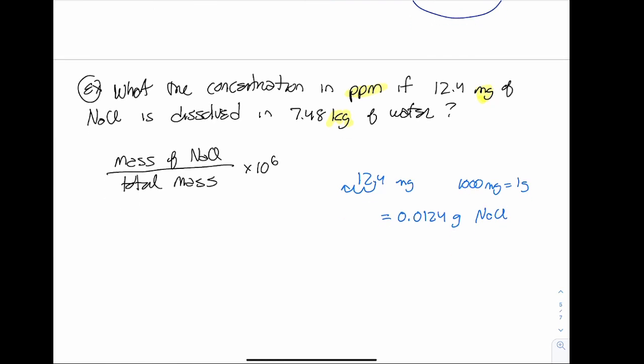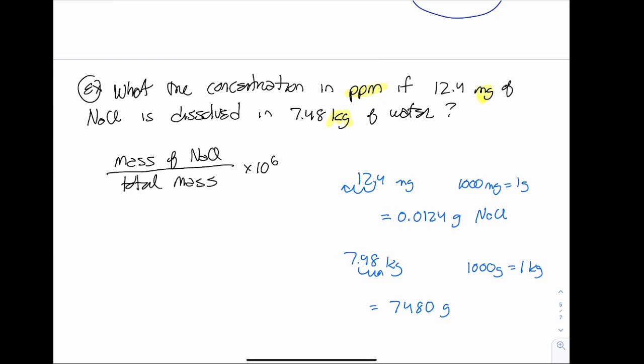If I have 7.48 kilograms, and I know there's 1,000 grams in 1 kilogram, this time I'm going to multiply by 1,000. I would want kilograms on the bottom, so the 1,000 would go on the top. So this time I'm going to move my decimal place 3 places in the other direction, and I'm going to get 7,480 grams. Again, if we wanted to double check, 1, 2, 3, I'm back to my original number.